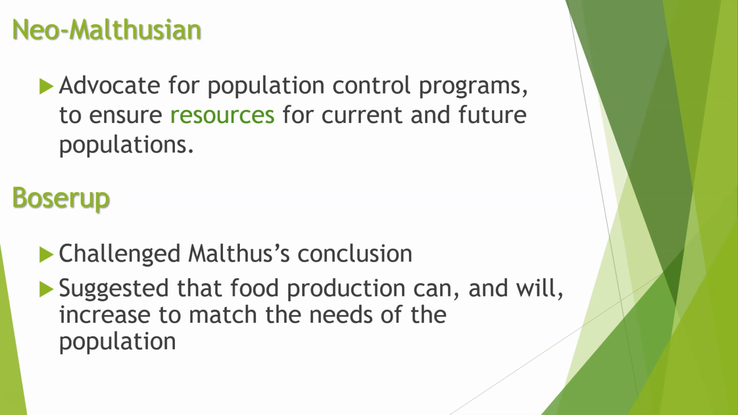One that challenged Malthus' conclusions, and continues to, are the ideas of Boserup. Basically she said that food production can and will increase. One argument is the cornucopia, if you remember, where the more people we have, the greater our ability to come up with innovative and more productive methods to produce food.